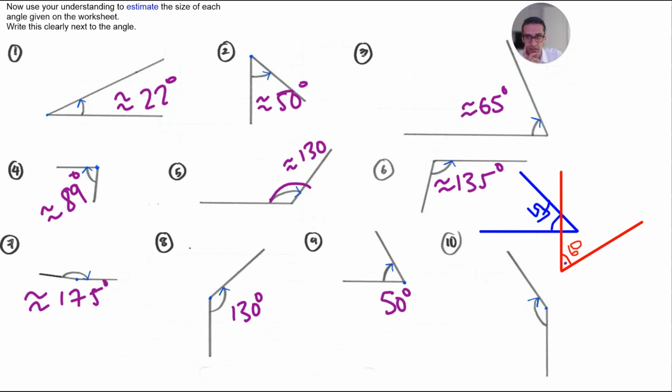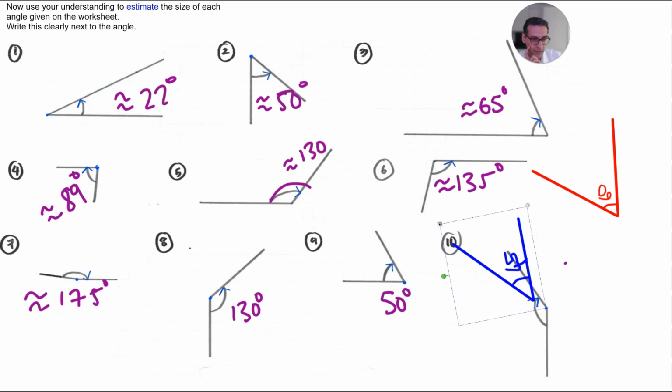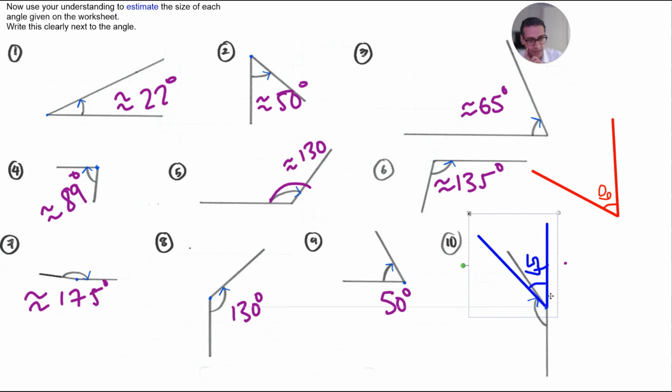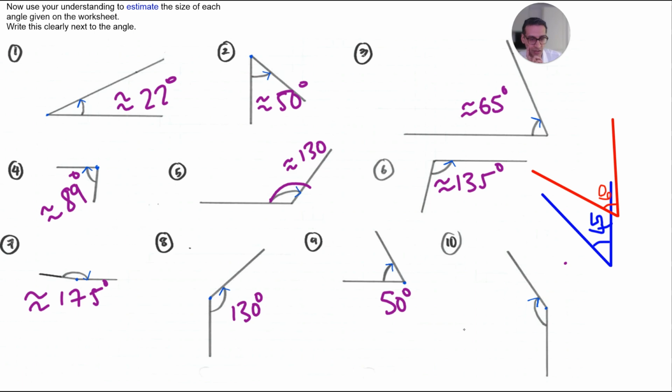And then question 10, final question. This one is work out what you need to get to 180. That one doesn't work very well. Does this one work? So 180 take away about 40-ish. So I'm going to say 140.